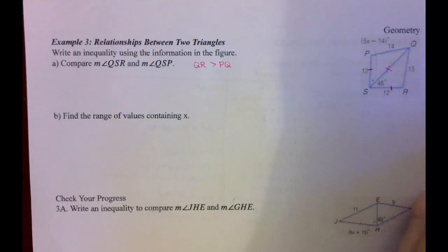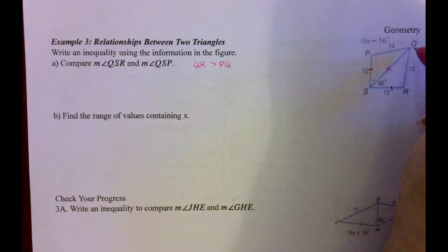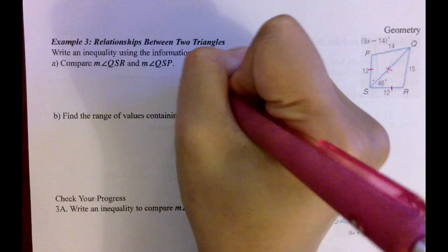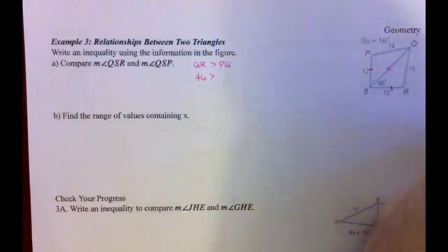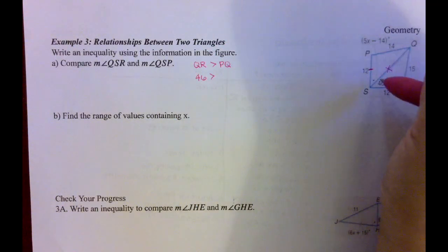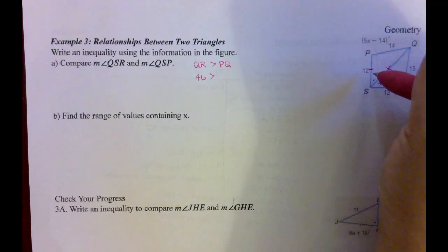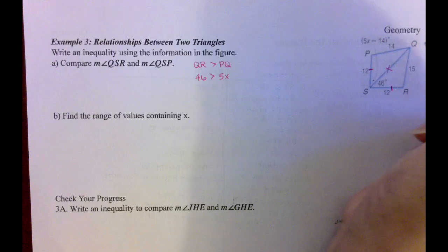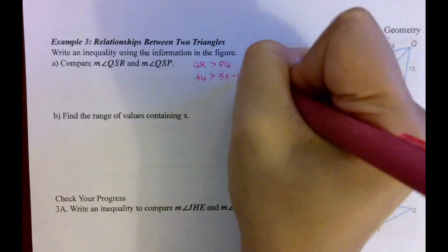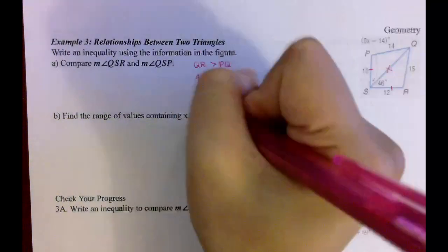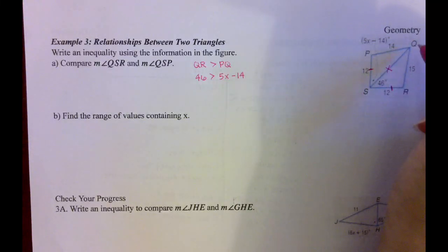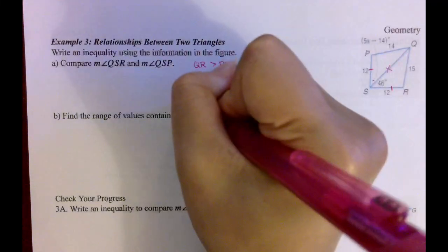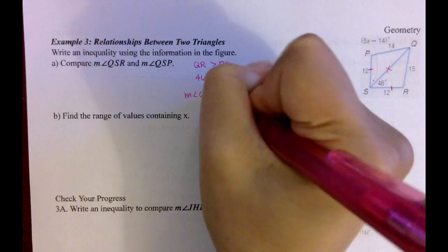And so what it means then is that the angle opposite QR, which here is 46, is going to be greater than this one opposite PQ, which is 5x minus 14. Or another way of saying it is the 46 here, which is my measure of angle QSR, is going to be greater than my measure of angle QSP.